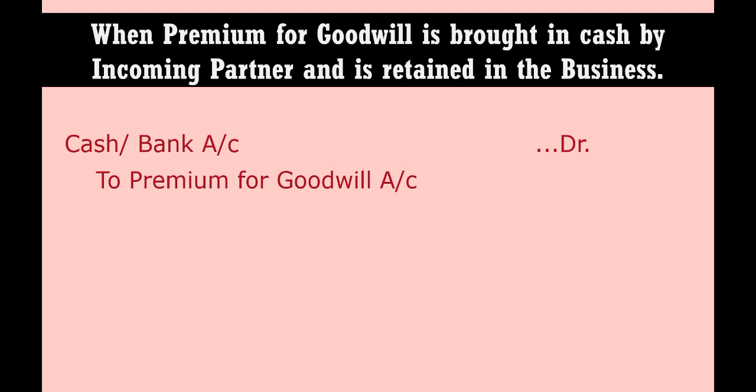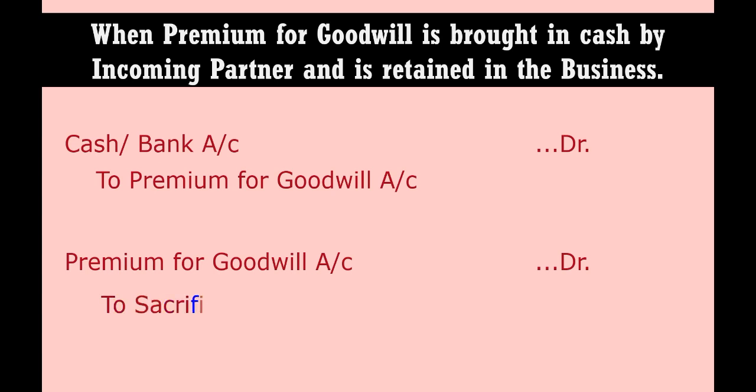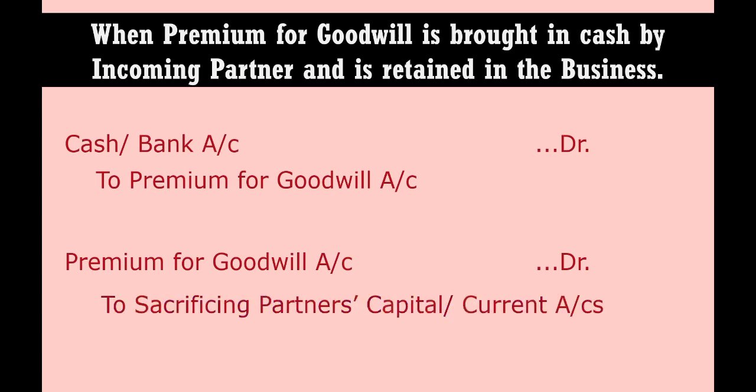Now, this premium for goodwill will be distributed among old partners, the partners who are sacrificing their share for the incoming partner, as we studied in our last class. So here also we will debit premium for goodwill and credit partner's capital or current account. Now calculation of amount we will learn while doing the question at the end of the video.